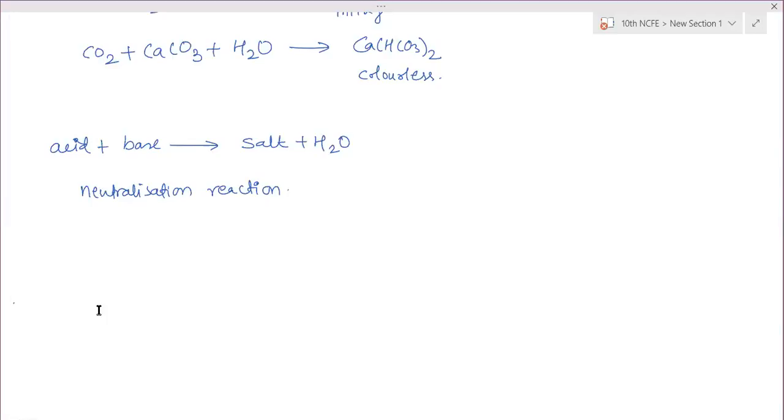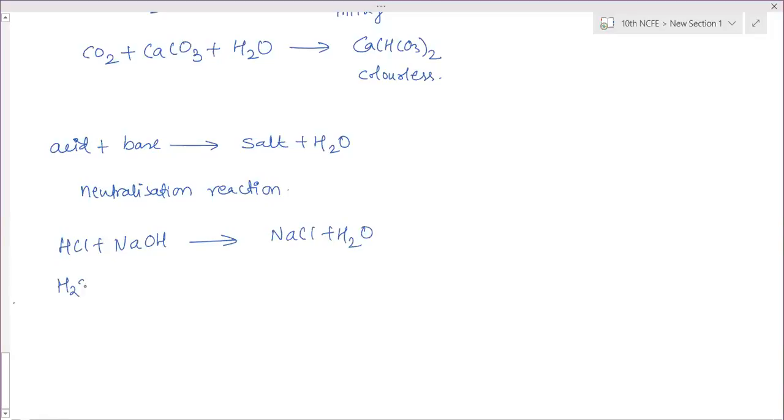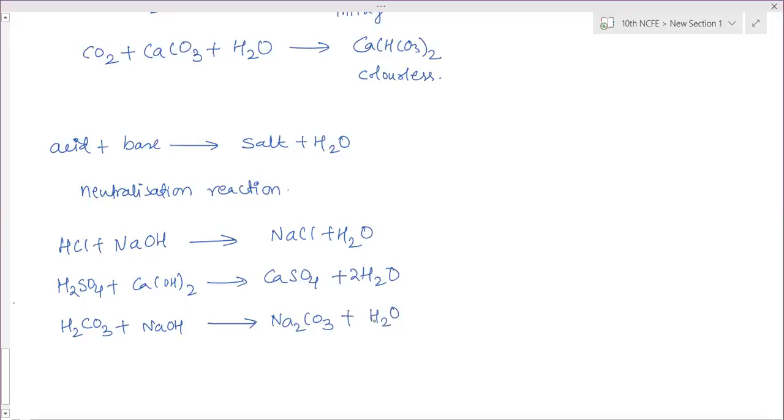Okay. Examples. Any acid combines with any base. HCl combines with NaOH, forming NaCl plus H2O. H2SO4 combines with calcium hydroxide to form calcium sulfate and water. Even H2CO3 combines with sodium hydroxide to form Na2CO3 plus H2O.